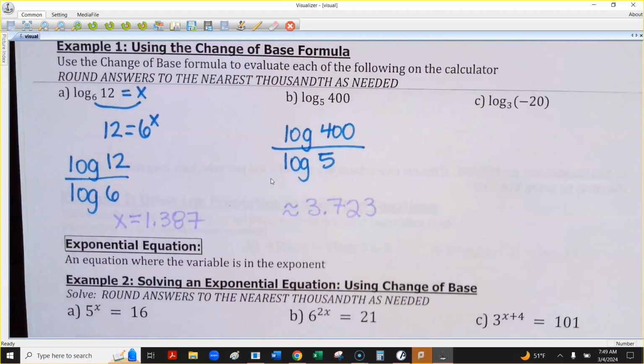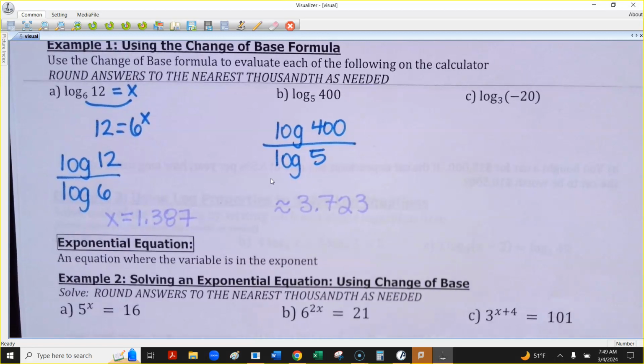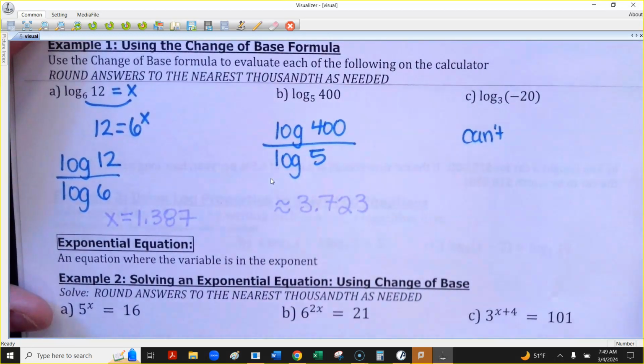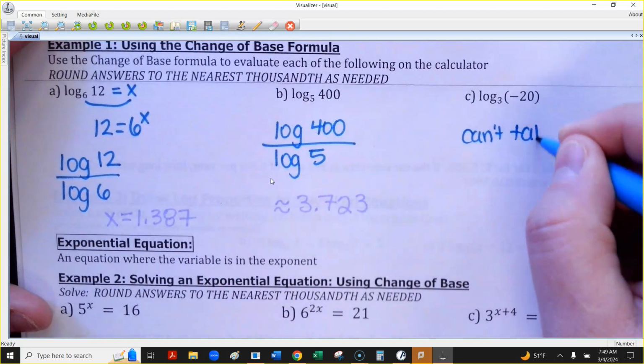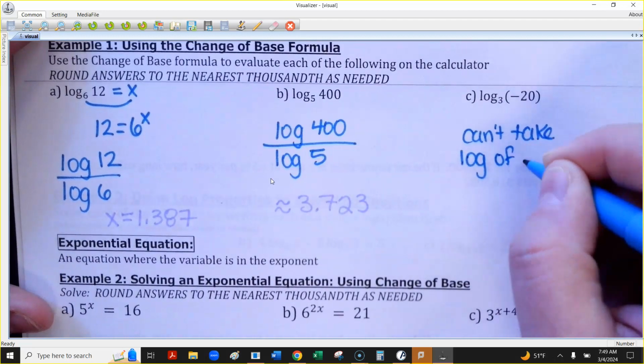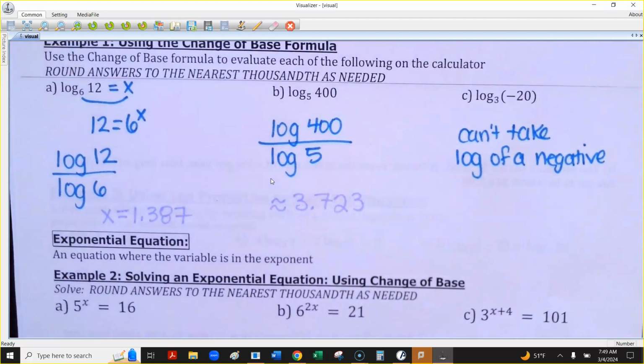What are you going to write for log base 3 of negative 20? No solution. You can't take the log of a negative number. If you tried to do this on your calculator, it would give you an error message. But just remember, it's not defined. Can't take the log of a negative number. Is anybody having a question?